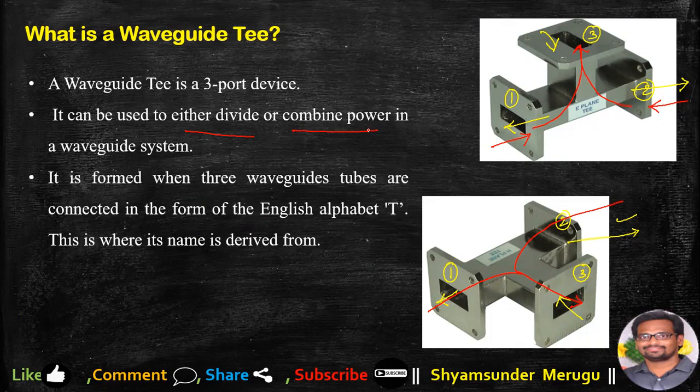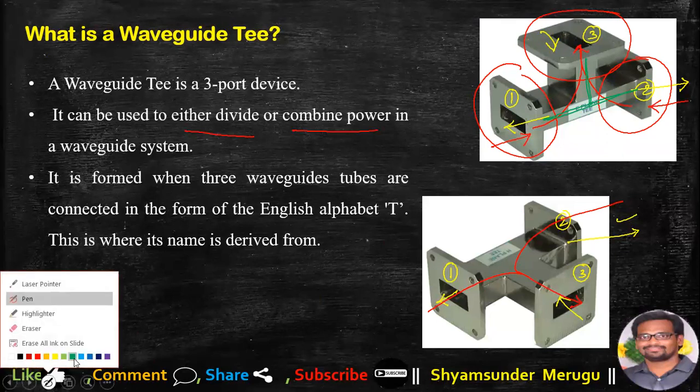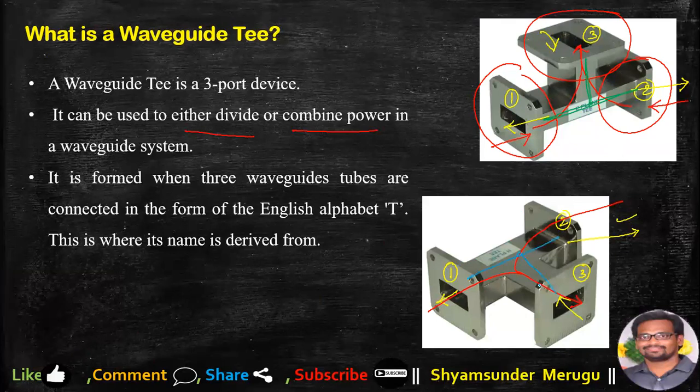Now, if we see the structures, we can say this is one waveguide, this is one waveguide, and this is one waveguide. By taking three waveguide tubes and connecting them, they look like the English alphabet T, which we can observe here. Because of that, they are called waveguide T's. They look like that particular English letter.